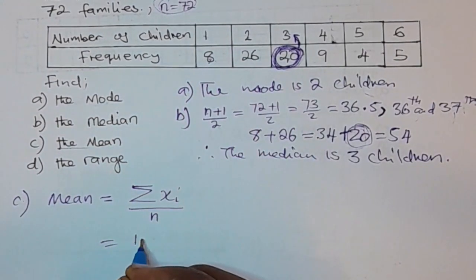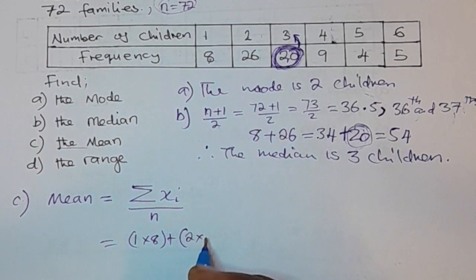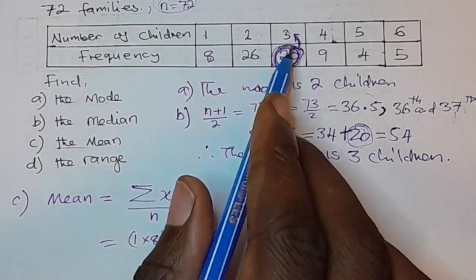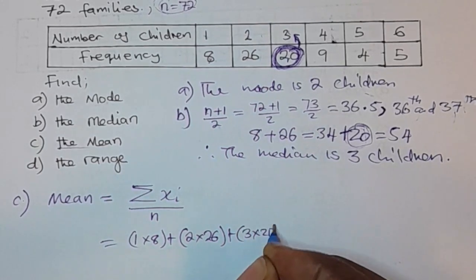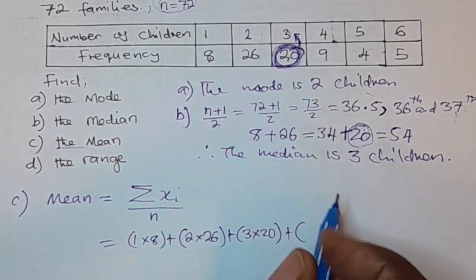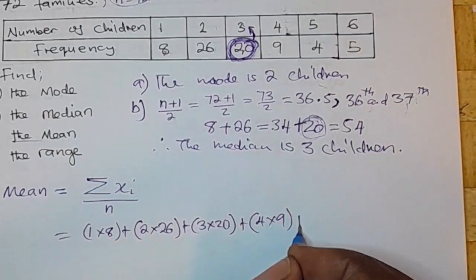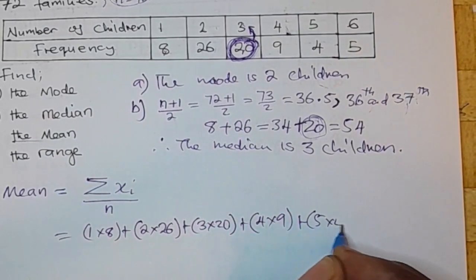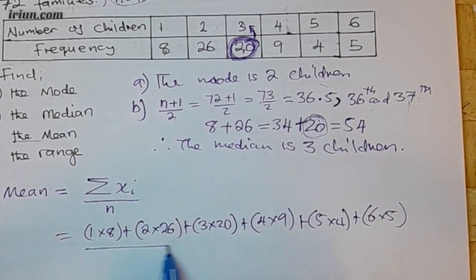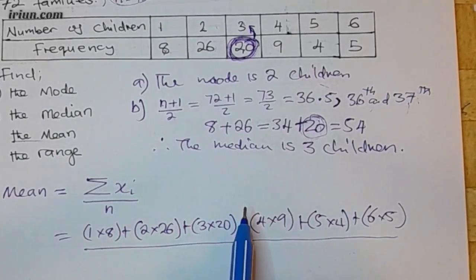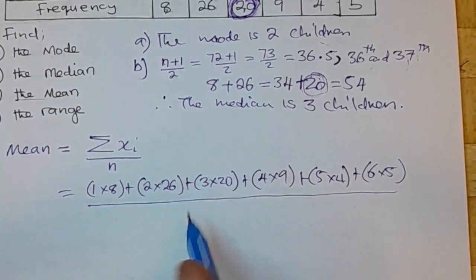So we have 1 times 8 plus 2 times 26 plus 3 times 20 plus 4 times 9 plus 5 times 4 plus 6 times 5. Then everything is divided by n. N is 72, so 72.